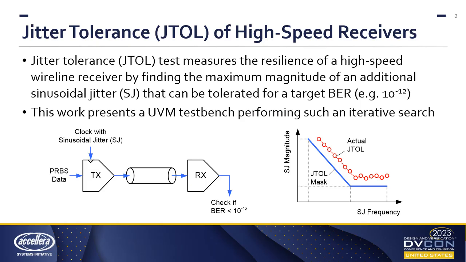Jitter tolerance test measures the resilience of a high-speed wireline receiver. It applies a sinusoidal jitter to the transmitted data and raises its magnitude until the receiver can no longer satisfy the target bit error rate. This plot of the largest tolerable magnitude versus frequency of the sinusoidal jitter characterizes the jitter tolerance of the receiver.